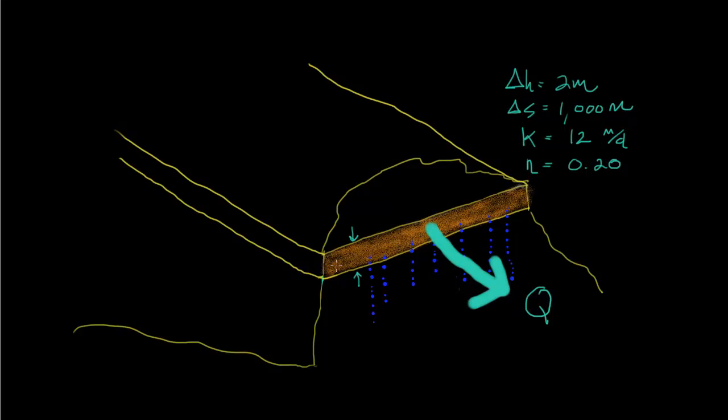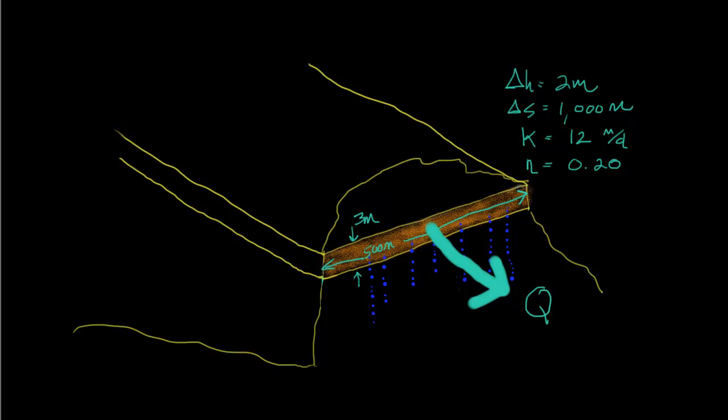We know that this exposure, the horizon the water is coming out through, has a thickness of 3 meters, and in this dimension it is 500 meters wide. So it's half a kilometer wide times 3 meters high, and that will give us our cross-sectional area. We also know the hydraulic conductivity of the aquifer is 12 meters per day, and its porosity is 0.20.